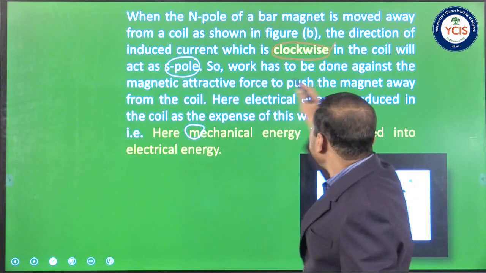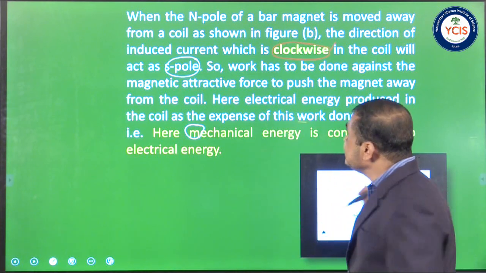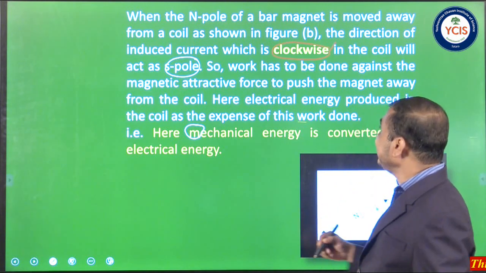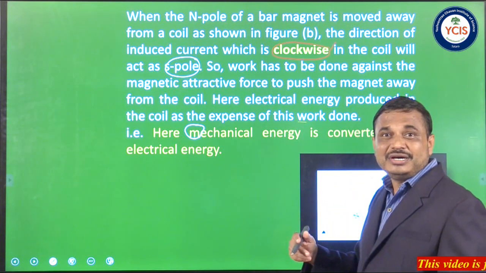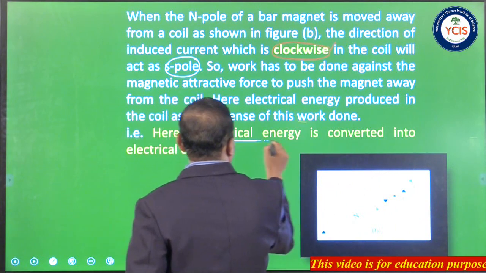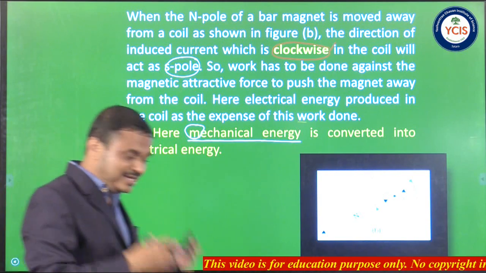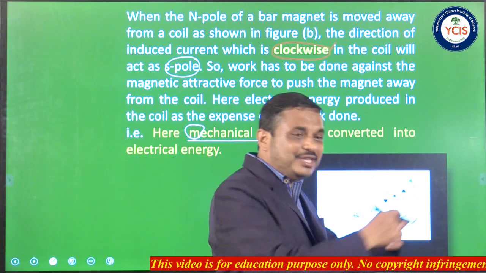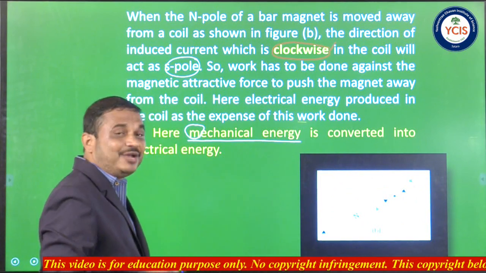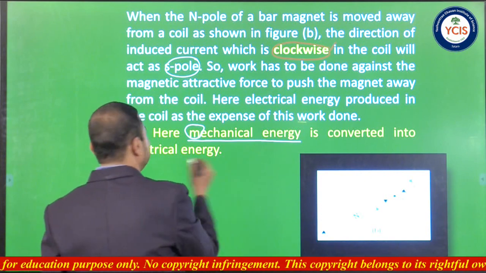So the work has to be done. So we have to do work to move this magnet away from that magnetic force of attraction. So we have to apply external mechanical energy or mechanical work. Here we require external work to push the magnet towards the coil or to move the magnet away from the coil, and we have to do that mechanical work.